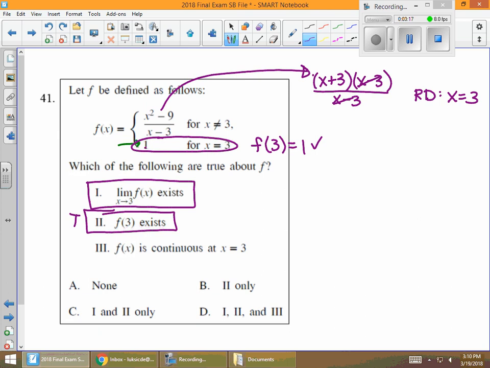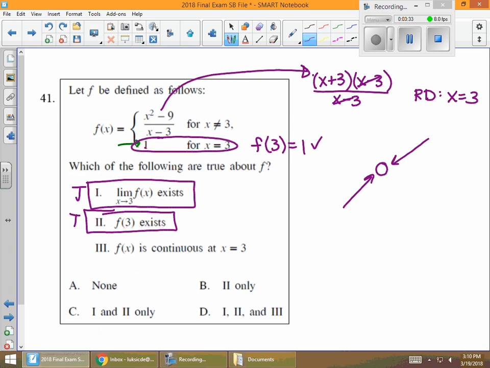This whole thing is doing the same thing from the left and from the right. We just need to know, is that hole being filled in? Is the y value 1? So we know that this guy is true. We know that 1's true. We know that 2 is true.